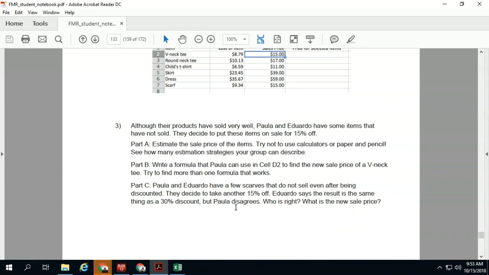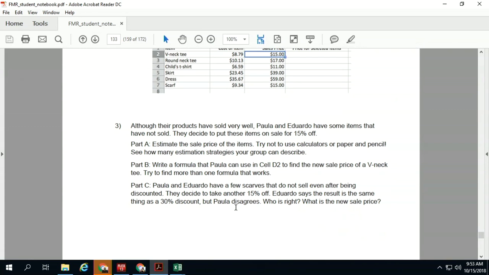This is the hard part. Paula and Eduardo have a few scarves that they do not sell even after being discounted. They decide to take another 15% off. Eduardo says the result is the same as a 30% discount, but Paula disagrees. Who is right and what is the new sale price?